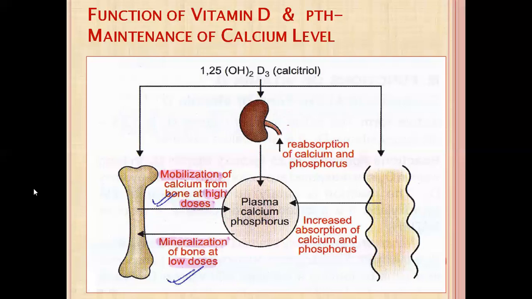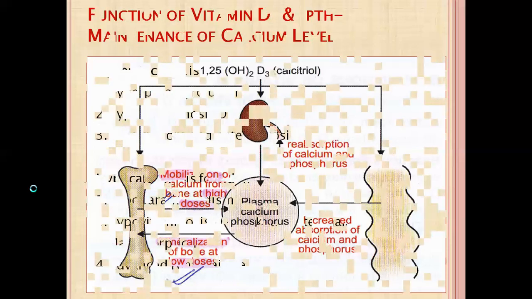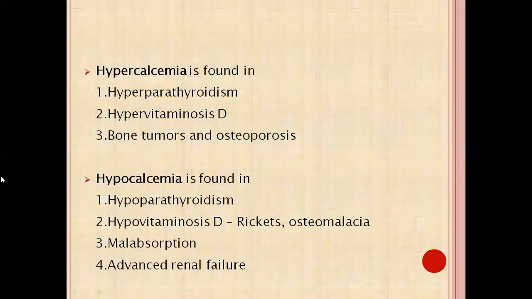Okay, so we will see the causes of hypocalcemia and hypercalcemia. First one is hypercalcemia, that is an increased calcium level in the blood, caused by hyperparathyroidism. Hypervitaminosis D, as you have seen, since vitamin D increases the absorption of calcium. Third one is bone tumor and osteoporosis. So calcium comes from the bones into the blood, so it is increased, that is hypercalcemia. The opposite of that will lead to hypocalcemia.